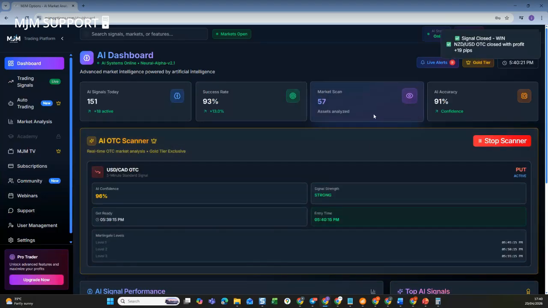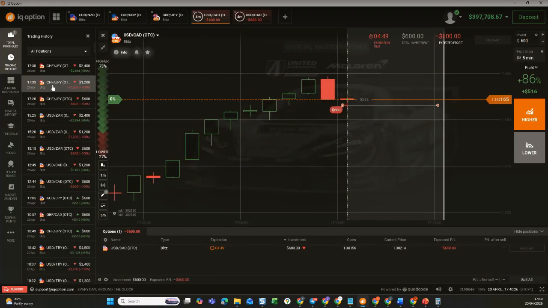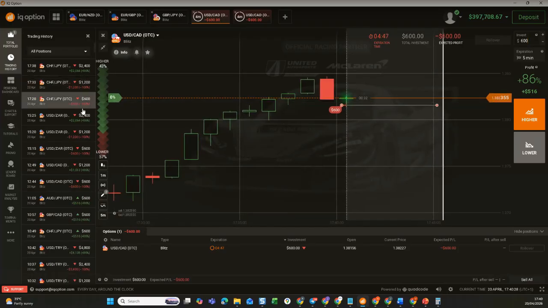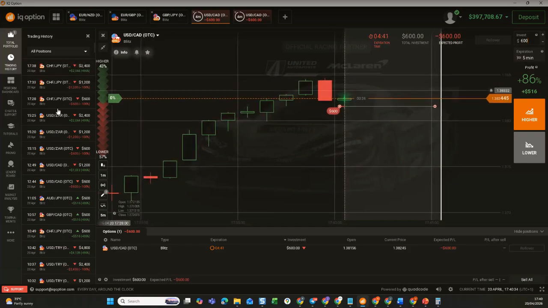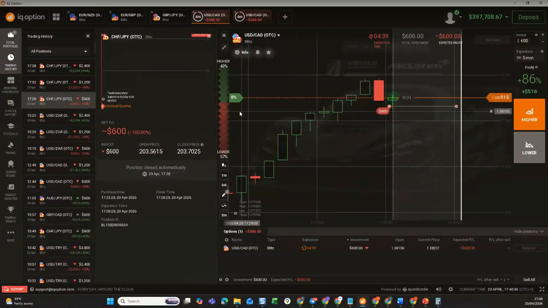So the other time we traded was CHF JPY. So what did we do? First entry no, second entry no. We want it on the martingale level 2. So let's do a screenshot of this here.